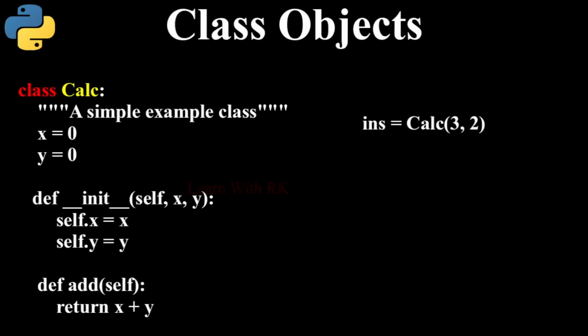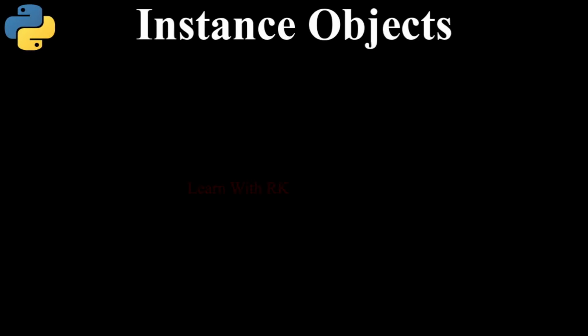with some initial values. Therefore, a class may define a special method called __init__. In this case, the arguments passed to the class instantiation function are passed to the __init__ function. The 3 and 2 are assigned to the x and y in the init function, which are passed as arguments to that function. The next object is instance objects.